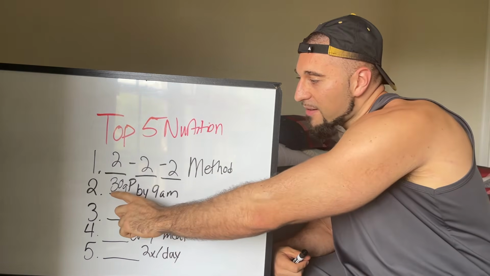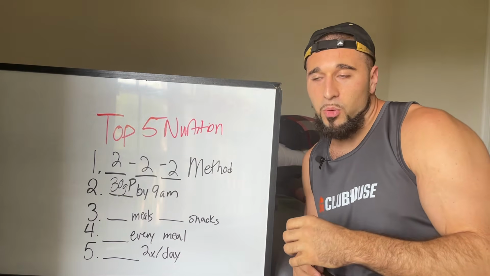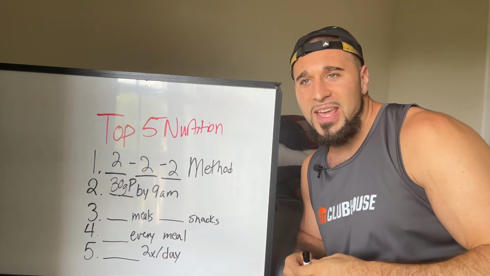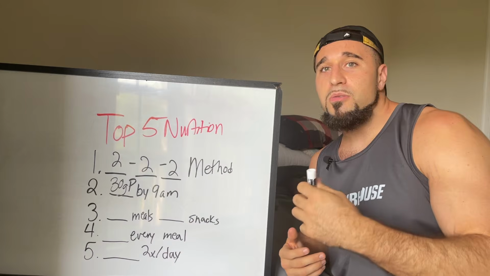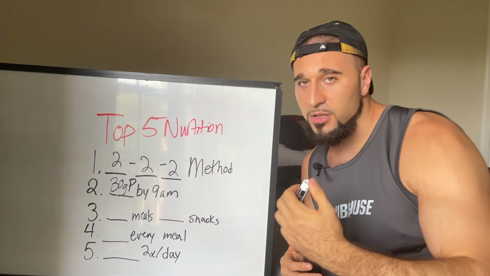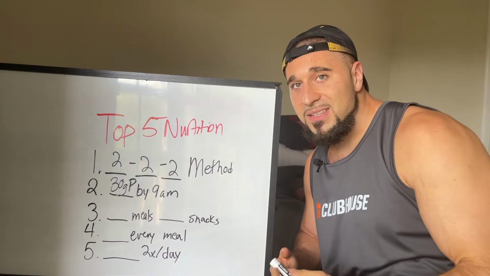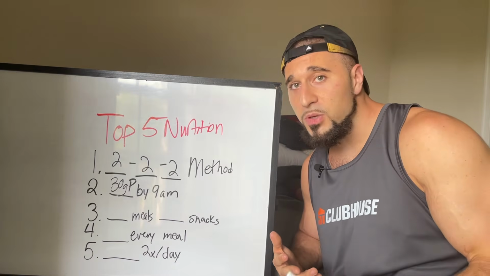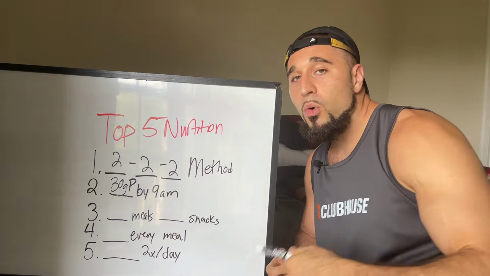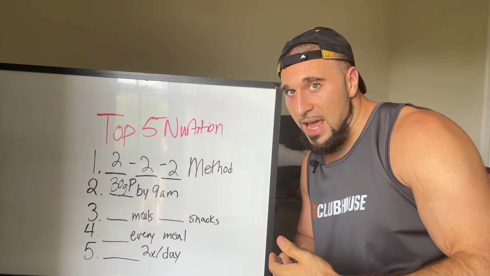Number 2 is going to be having 30 grams of protein by 9 a.m. Why is this important? When do most people overeat? It's not at 11 a.m. when they're in the middle of a meeting. It's when you get home, it's nighttime, you're hungry, you're craving, you're exhausted, you're tired, you overeat. One of the best things to do to prevent overeating, which can obviously help you keep your calories in check for your calorie deficit, is trying to get more food, especially more protein, earlier in the day.